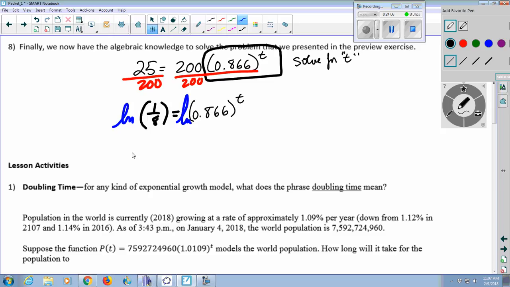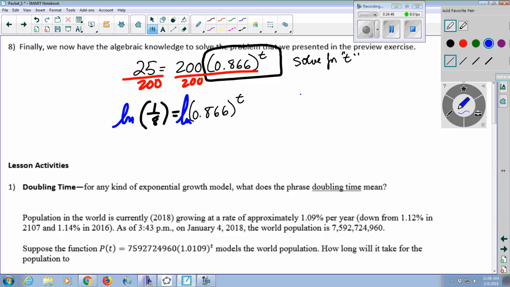Think of your graphs for logs. Your log between 0 and 1 is negative. So any number between 0 and 1 is going to give a negative power. Here's natural log of x. So this will be a negative power. You're going to end up dividing both sides by natural log of 0.866. That's a number between 0 and 1. You'll have a negative divided by a negative, which will give you a positive value there. So just making sure you can at least get some kind of estimate for what you're doing.